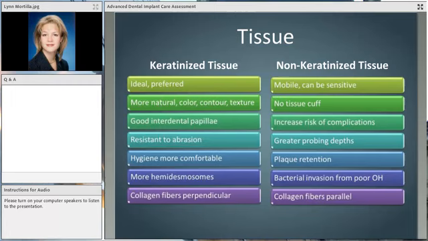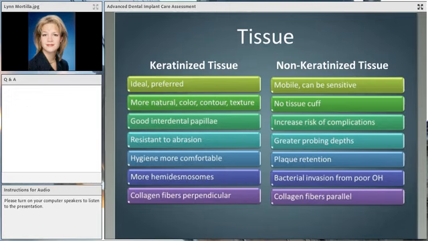In adjunct to bone resorption that you just saw on the previous slide, we can also have some changes in tissue, and tissue can resorb as well. I just wanted to show you a chart here, a very important chart from a maintenance perspective and from an assessment perspective. What kind of tissue are we dealing with? Are we dealing with keratinized tissue or non-keratinized tissue? And you can read off the attributes, the pros and the cons to both of them there.